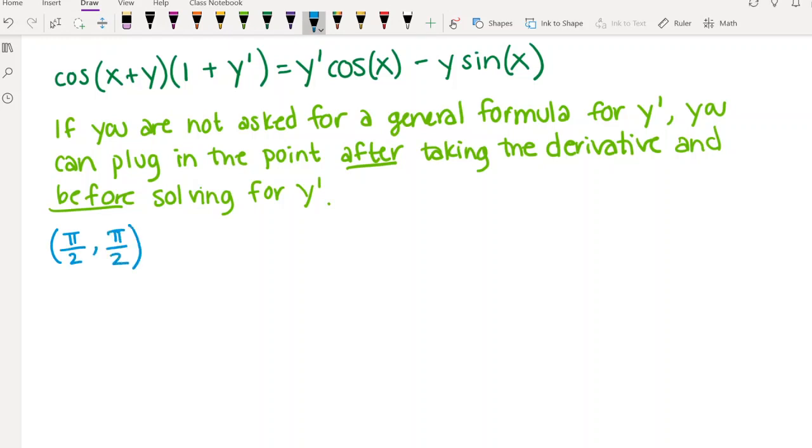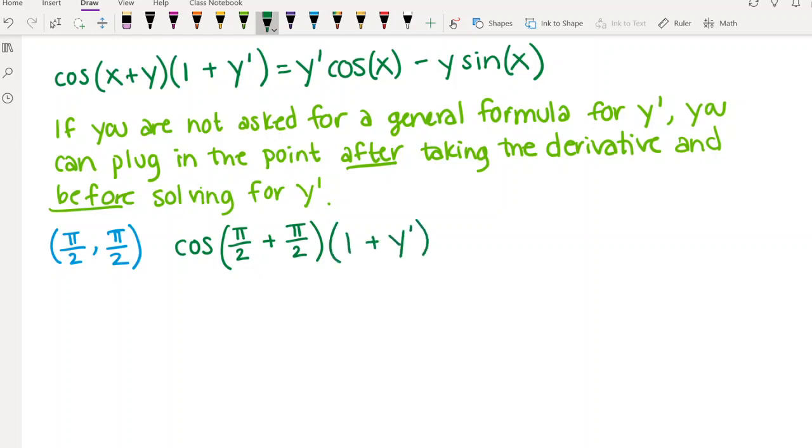If we plug that point in, then we'll only have numbers and y prime. And so that will just make solving for y prime be a smoother experience. So we're just going to plug in every place where we see an x or a y, we're going to replace it with pi over 2. So the original expression was cosine of x plus y, so that becomes cosine of pi over 2 plus pi over 2 times 1 plus y prime.